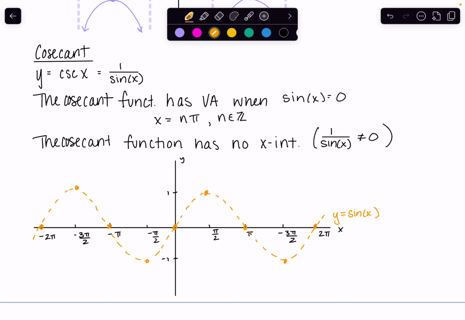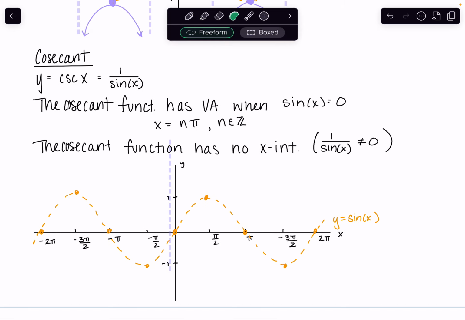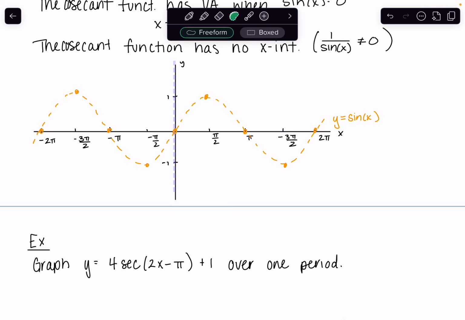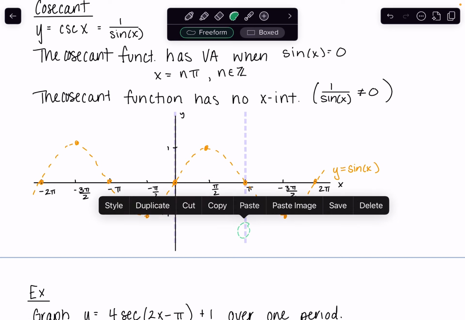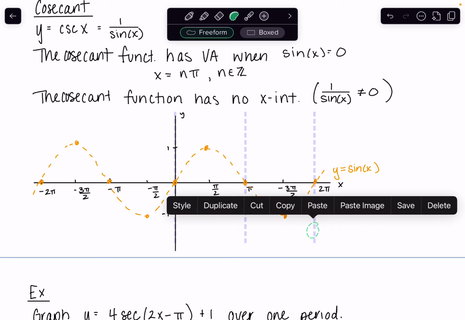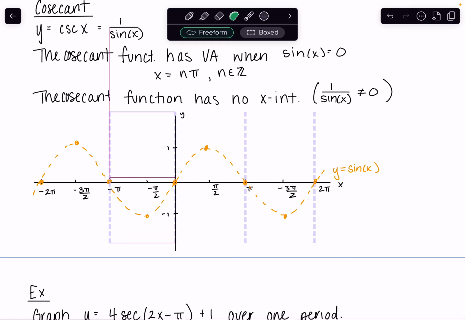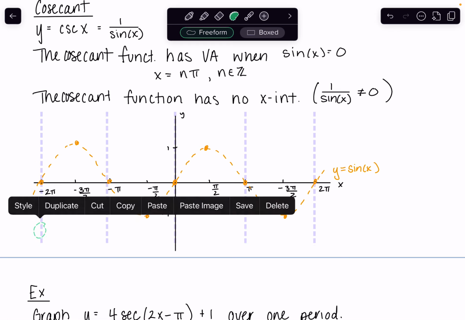Okay. So all of these intercepts end up turning into asymptotes. So our first asymptote is right here. Next asymptote is here because 1 divided by sine of pi is 1 over 0. That is undefined. Next asymptote here. Next one back here. And then one more for this graph that I've drawn.